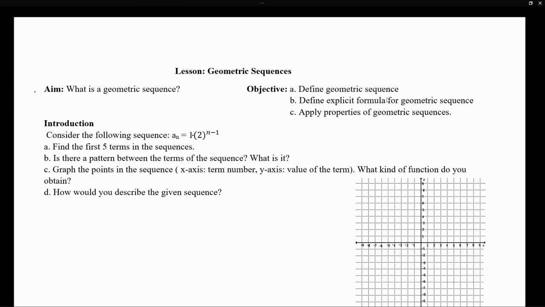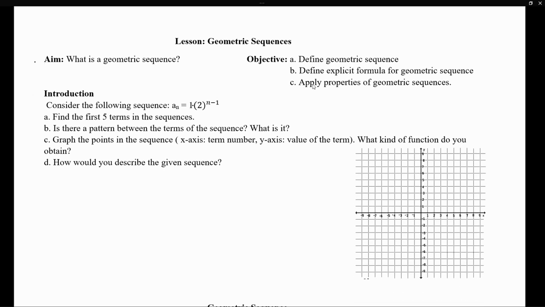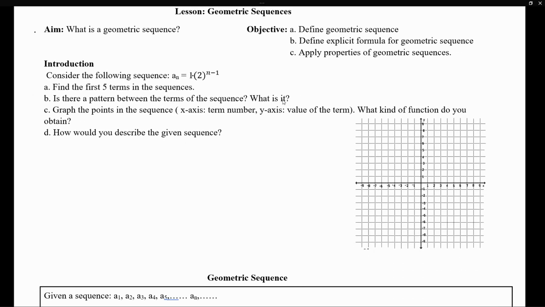So let's get started. Before we start defining geometric sequences, let's take a look at this small introduction question, which says, let's consider the sequence, which, notice, is an explicit formula. Let's start by finding the first five terms of the sequence.